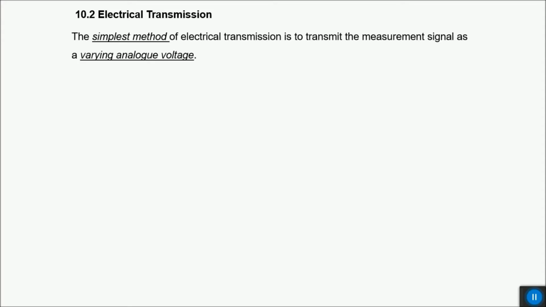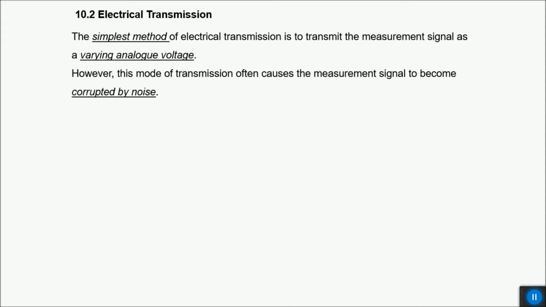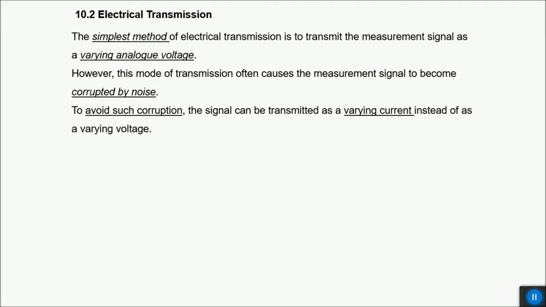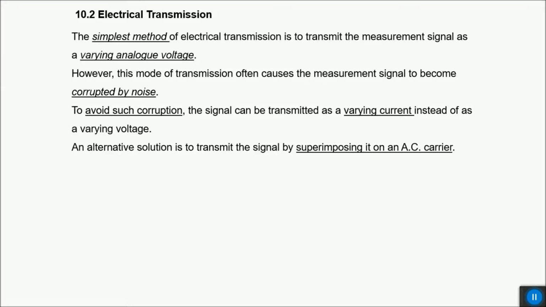The simplest method of electrical transmission, as we all know, is to transmit the measured signal as a varying analog voltage. However, this mode of transmission often causes the measurement signal to become corrupted by noise. To avoid such corruption, the signal can be transmitted as a varying current instead of a varying voltage. An alternate solution is to transmit the signal by superimposing it on an AC signal, that is called modulation, and we'll discuss it further in this lecture.